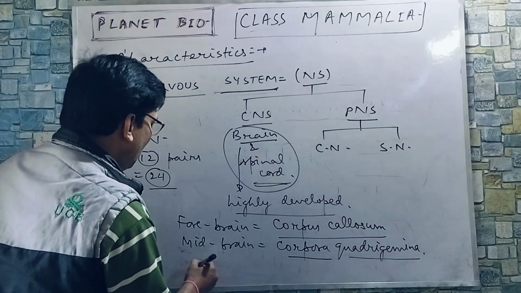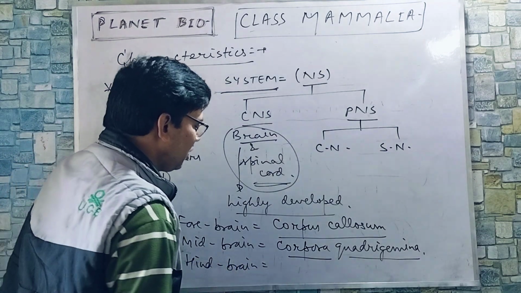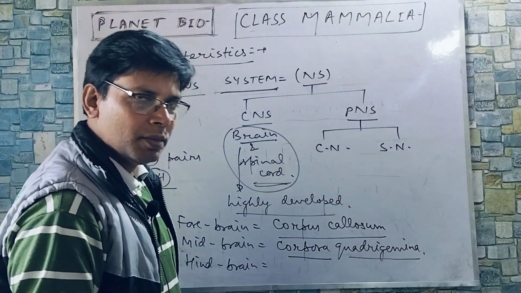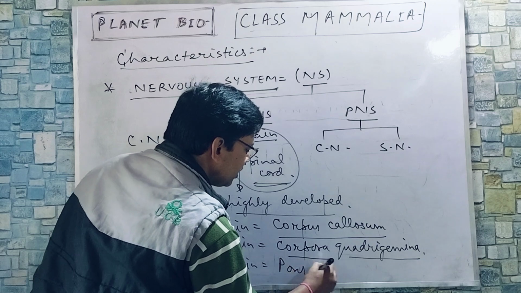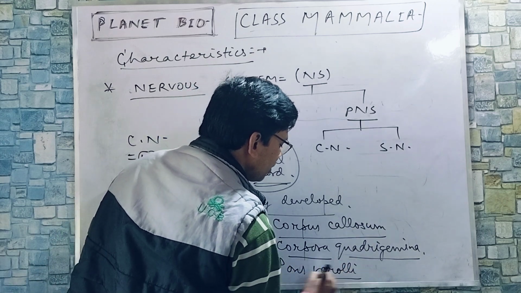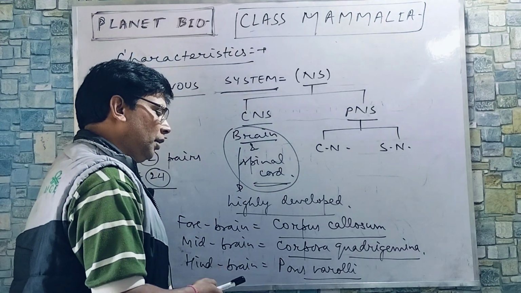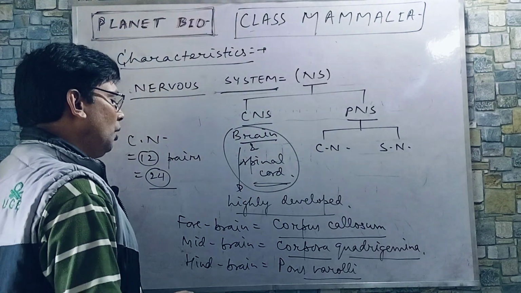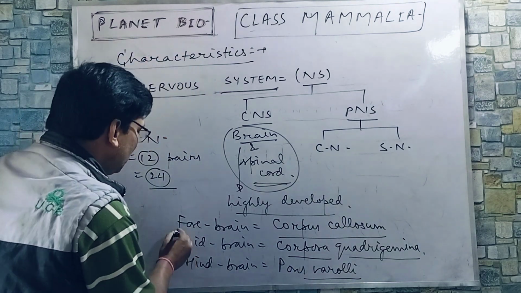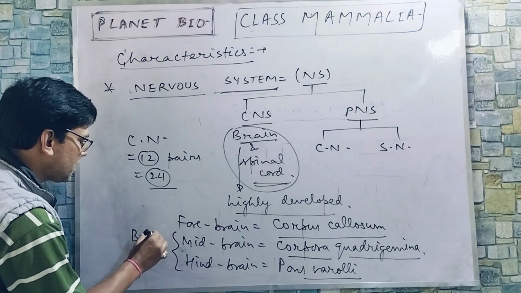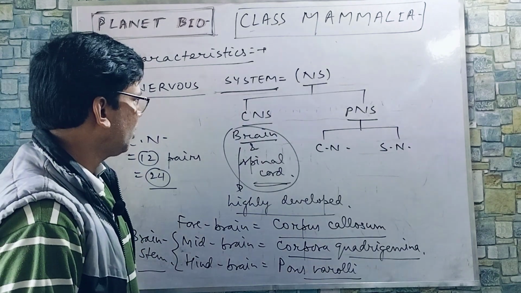function. And the hindbrain, you can see, is divisible into cerebellum, pons varolii, and medulla oblongata. So pons varolii is present along with the cerebellum and medulla oblongata. Pons varolii and medulla oblongata with the midbrain form the brain stem. Brain stem. Okay.